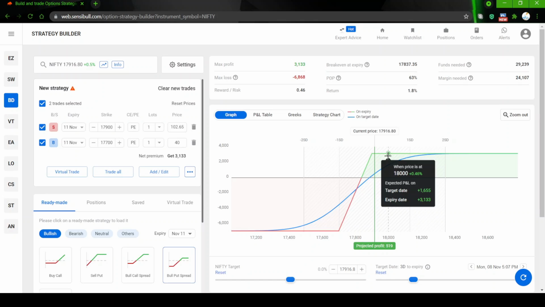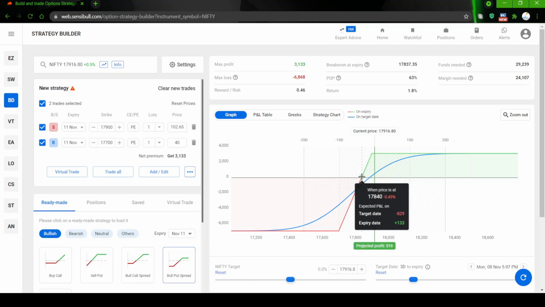So it will be a positive 1,655. But on expiry day, if the market is above 17,900, or on 17,900, if it expires, we will receive the maximum profit of 3,133. If the market is anywhere between the break even of 17,840 and 17,900, the profit will vary slightly, somewhere in between. It will be in the profitable zone, but not at the max profit. It will be a lesser profit.